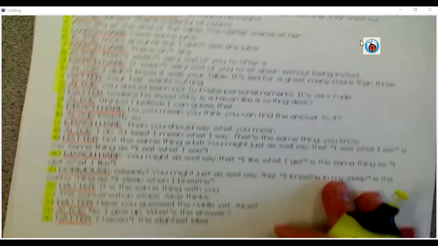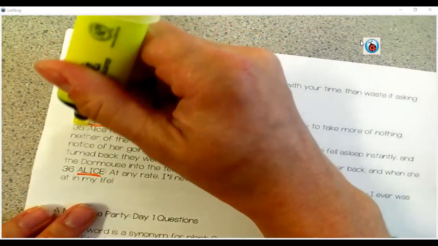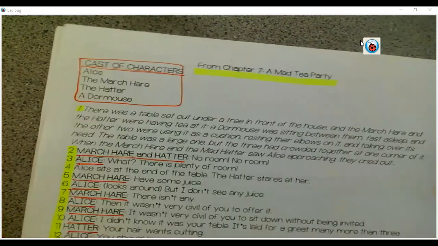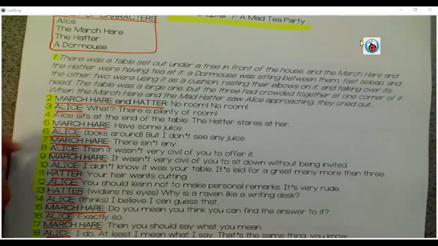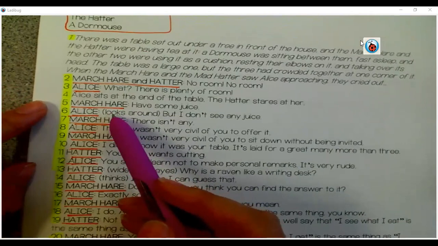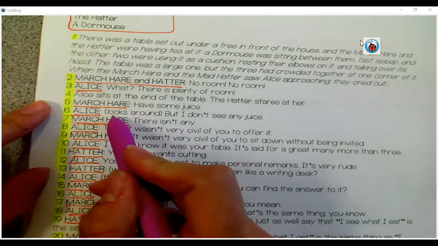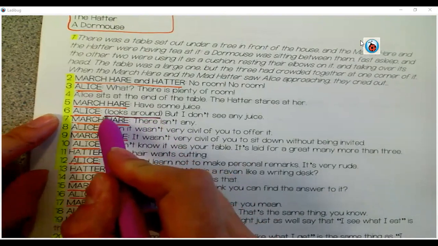So I've got 1 through 26 on the front page and 27 through 36 on the second page. Okay. So the next thing I want to point out is I want to look at the stage directions. The stage directions appear after a character's name in parentheses here. So the first example I see, oh, there's two versions. The first thing I was talking about is that we see here on line 6, looks around in parentheses.